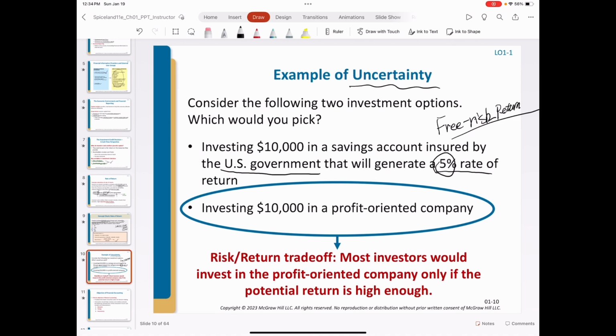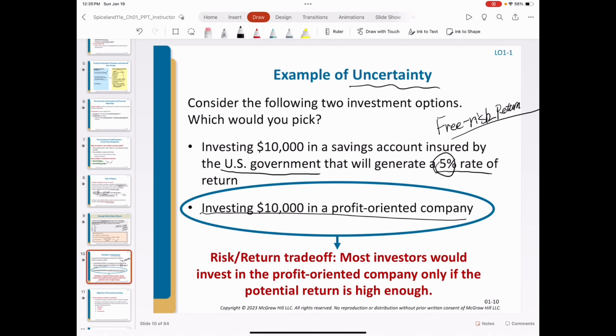Instead, if you invest in a profit-oriented company, there's a lot of uncertainty, right? So the investor will face risks, because most investors are risk averse, or they hate risks. To encourage investors to invest in risky investments, you must compensate the investors for the risk they bear. So that's the trade-off of risk and return: higher risk, higher return. If there's greater uncertainty, the investors will expect a higher return. To learn about the uncertainty and risks, we should also analyze the financial statement.